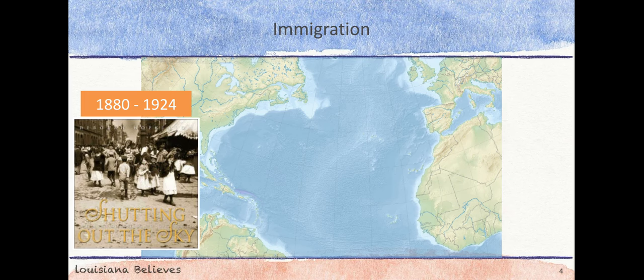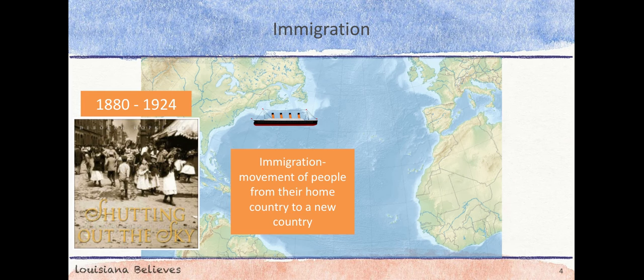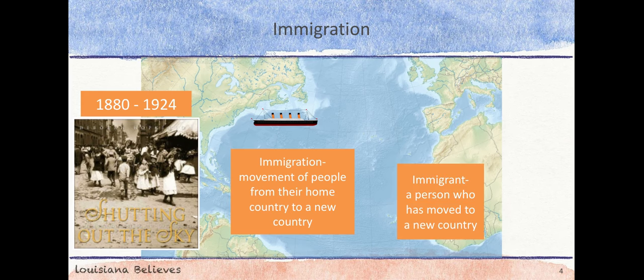What does it mean to immigrate? Immigration is the movement of people from the country where they were born to a new country. A person who immigrates is called an immigrant.